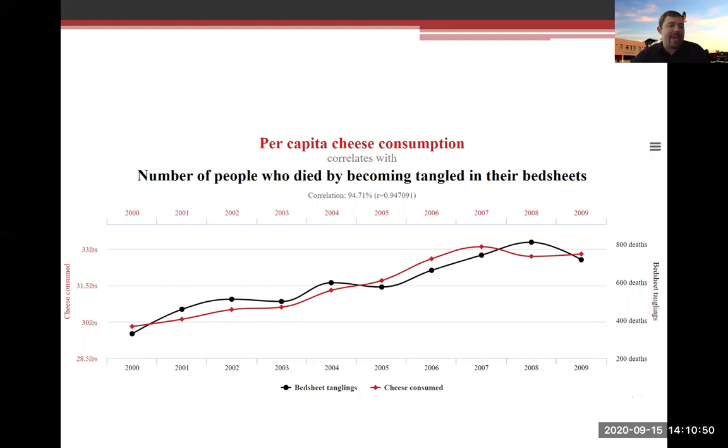Now, the temptation for us is to go in and start looking for causes. So if you eat cheese, are you likely to get tangled up in your bed sheets? Or does getting tangled up in your bed sheets cause your family to go buy lots of cheese? And we can't do that. All this says is they move together. We don't know what causes that. There could be a whole bunch of things, or it could just be a random connection.